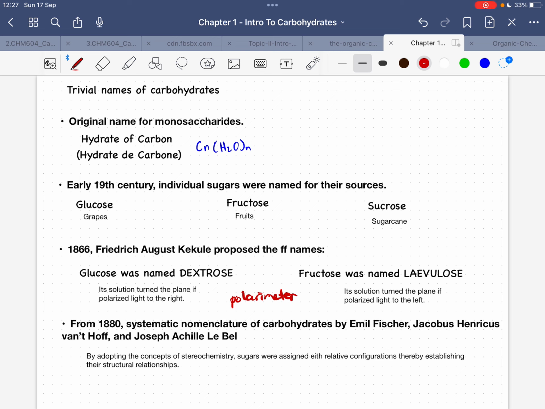So, if it turns to the right, the plane of polarized light turns clockwise inside the polarimeter. And fructose, levulose, in aqueous solution, turns the plane of polarized light anti-clockwise inside the polarimeter. Okay?